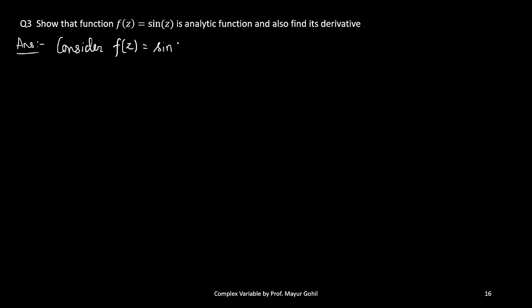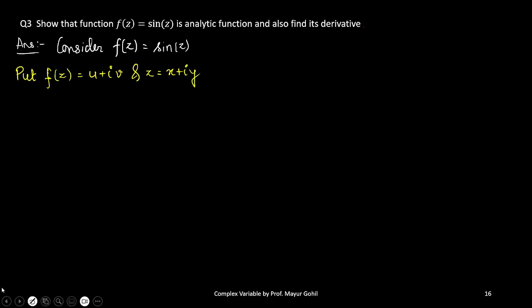Okay, now as in the steps that we have seen in all the videos so far, the first step that we are going to do is we'll put f of z as u plus iv and z as x plus iy. Therefore what we do here is u plus iv is equal to sine of x plus iy.